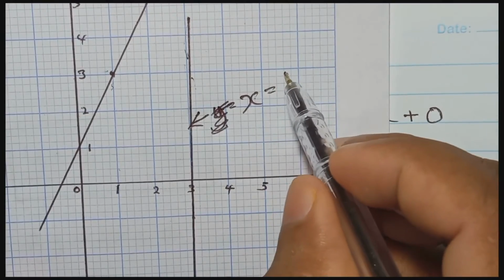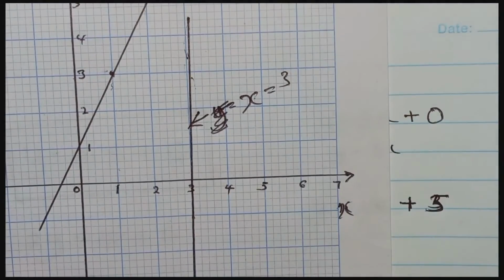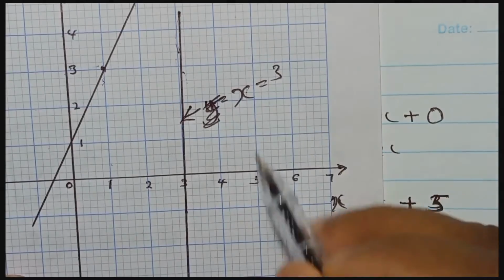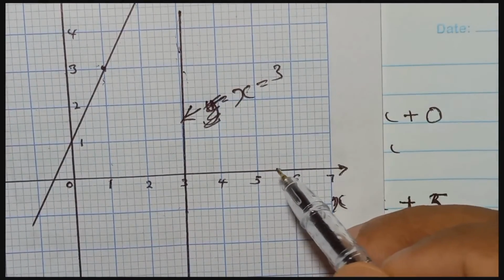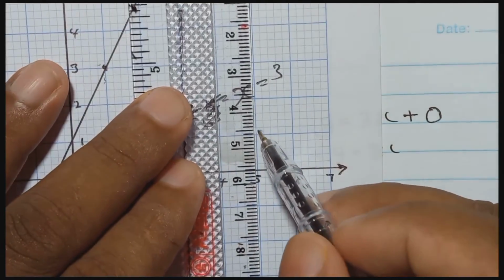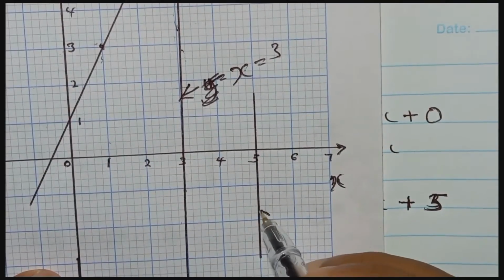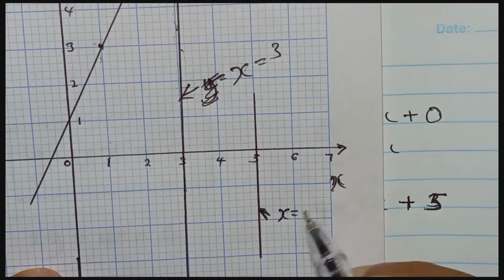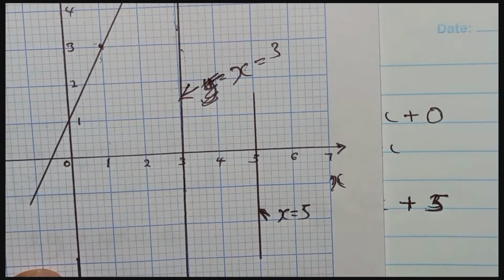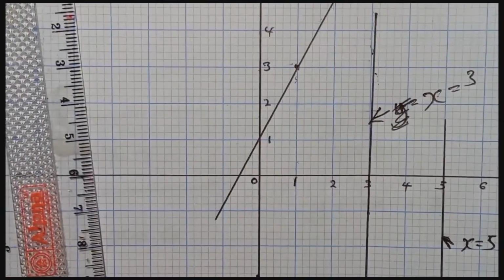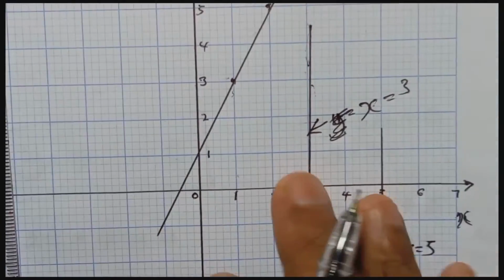So x equal 3, right? If it cuts like this, going through the x-axis at 5, this one we call x equal 5, like that. Remember, it's a very simple idea, right?